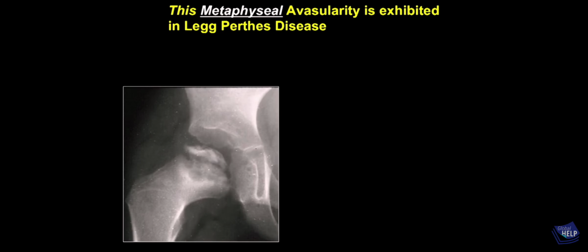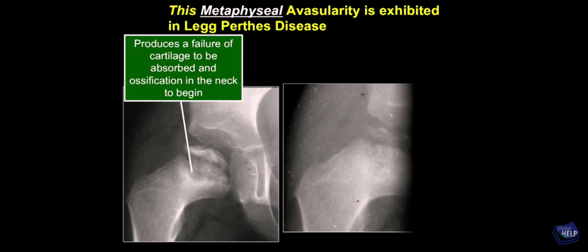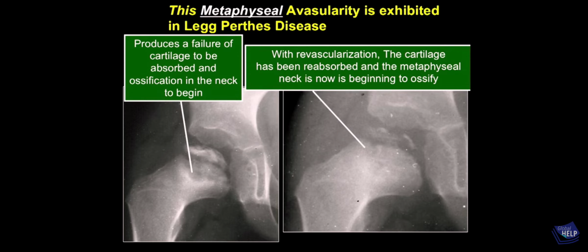And we see this, as we'll talk about later on, in Legg-Perthes disease. In Legg-Perthes disease, you have loss of blood supply both on the epiphyseal side and the metaphyseal side. And on the metaphyseal side, you have a failure of the cartilage to be absorbed, and you have these big radiolucent defects, which are really nothing more than tongues of cartilage that haven't been reabsorbed. And one of the best ways to tell that you're getting new blood supply is that those dead cartilage cells are disappearing, and you're getting new bone formation. Now it's beginning to ossify.